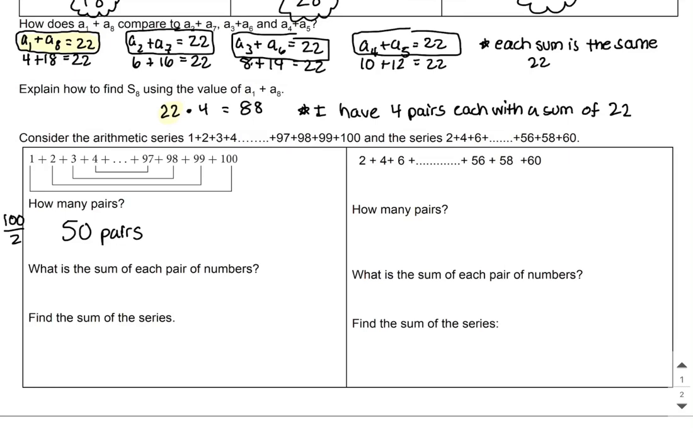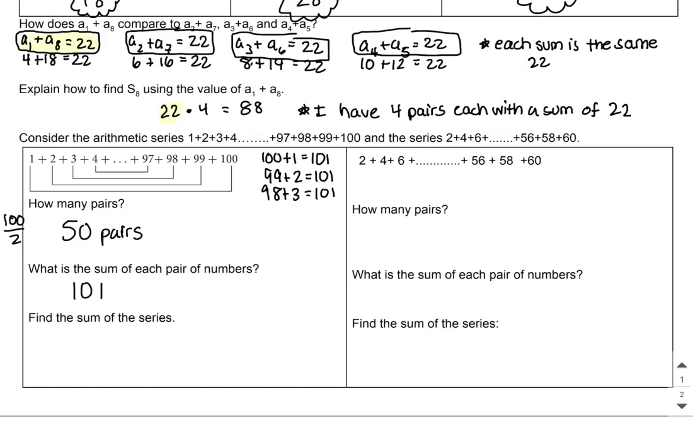I want to know what's the sum of each of these pairs if I pair them up the way that I just said. Well, I'm going to do 100 plus 1. 100 plus 1 gives me 101. Then I'll do 99 plus 2. That gives me 101. Then I'll do 98 plus 3. That will give me 101. And if I keep going, I'll see that each pair is going to equal 101. They're going to be the same. So each pair, the sum is 101.